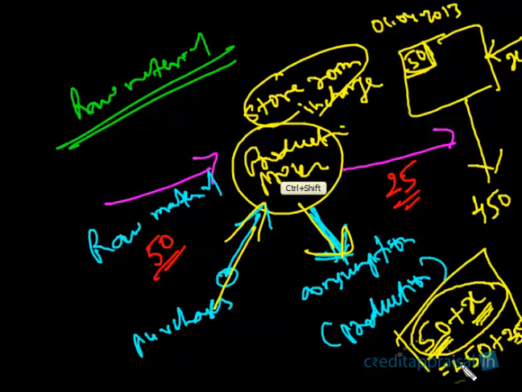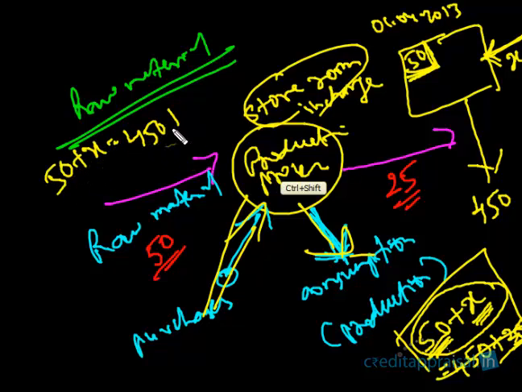Is this clear? The only way the material can come in is the purchase. The only way the material can go out is production. So at the beginning of the year, the company had 50 units, and the inflow due to purchases is X, so 50 plus X should be equal to the outflow, that is consumption 450 plus whatever material is left. Is this equation clear? So 50 plus X should be equal to 450 plus 25. So this is 475, this is 50, so X is 425. So during the year, the company has purchased material of 425 units.